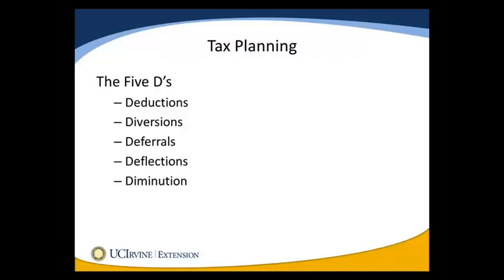Next we have deflections. Transfer assets to someone in a lower tax bracket. Transferring taxable college savings to your child may be a good choice. Finally, we have diminution. This is a bit of a catch-all category of ideas that you may pick up in the readings for this week.